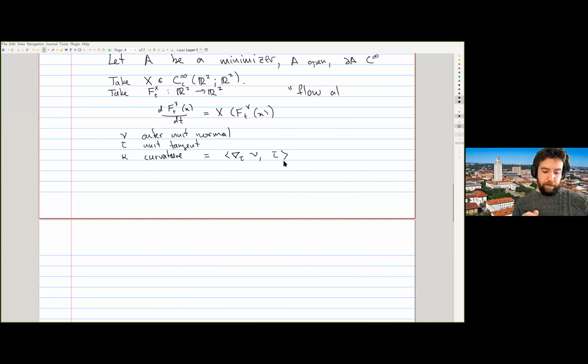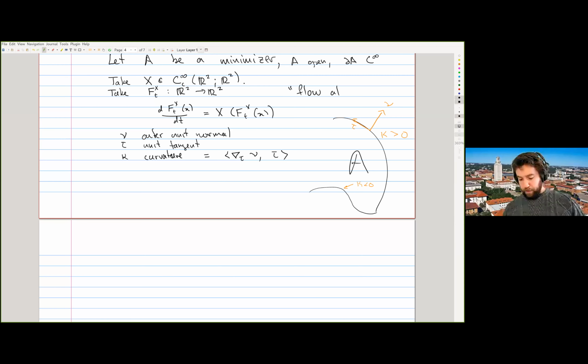And hopefully I have the sign right here, but let me draw a picture. So I have my set A on this side. So the normal points out. The tangent, it doesn't matter which direction it points in. So this is the normal, this is the tangent to the boundary. And the derivative of the normal in the tangent direction here has a positive inner product with the tangent. So this is positive curvature. That's what I want. And if the boundary looks like this, then here it will have negative curvature. So positive curvature means bulging outwards.